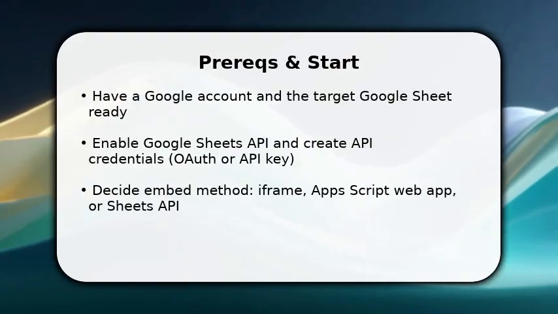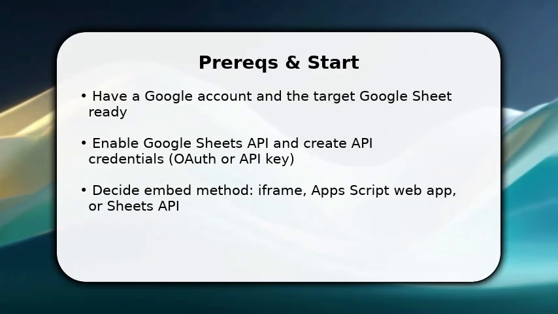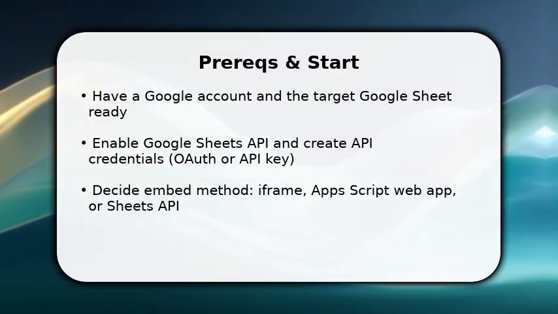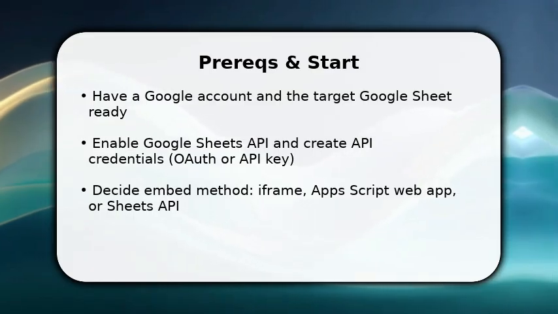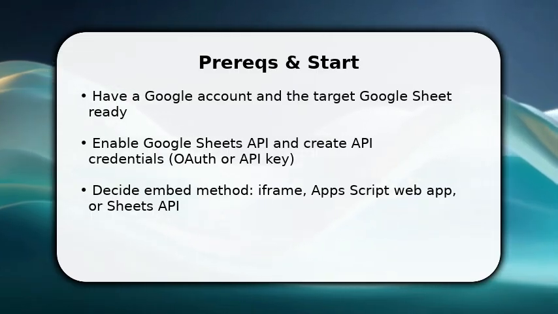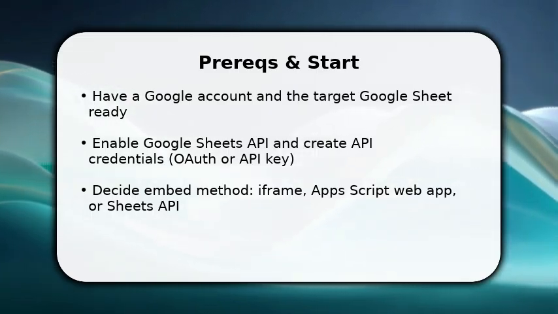You'll begin with 3 essentials: a Google account, the sheet you want to expose, and API access. First, enable the Google Sheets API in Cloud Console and create credentials. Choose OAuth for user-specific data or an API key for public reads.